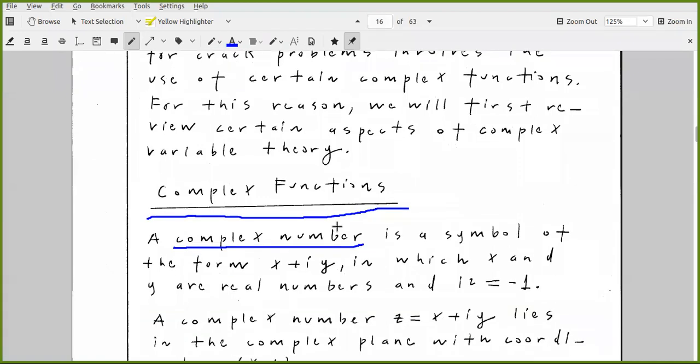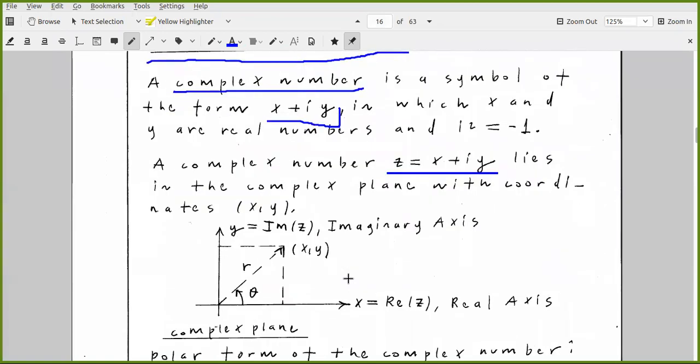and a complex number or a complex variable, as you know, is written in this form, x plus i times y, where i is the imaginary unit. For this reason, z equals x plus i times y is the complex variable or complex number, and it lies in the complex plane. That's z.